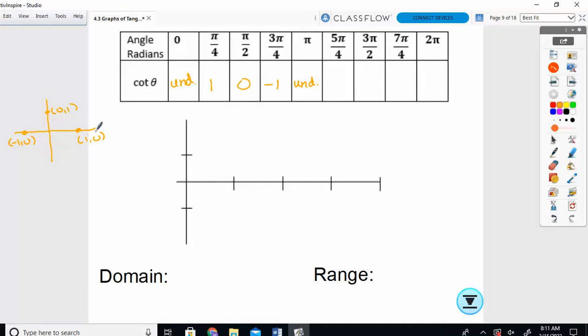5 pi over 4 in quadrant 3, cotangent would be a positive 1. 3 pi over 2, x over y is 0. 7 pi over 4 in quadrant 4, cotangent's negative 1. And 2 pi is back to where we started, so undefined.